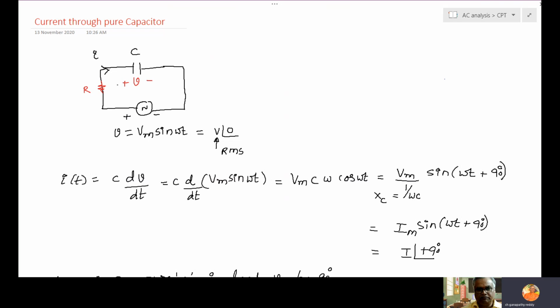But is it really power going? Power going means source giving, capacitor taking, or on its own going. Then power coming back. Power coming back means capacitor giving, power on its own coming back, or source is taking, which is correct. Many students will give wrong answer. The actual answer is source only giving, source only taking.